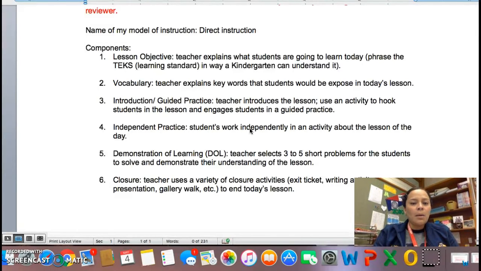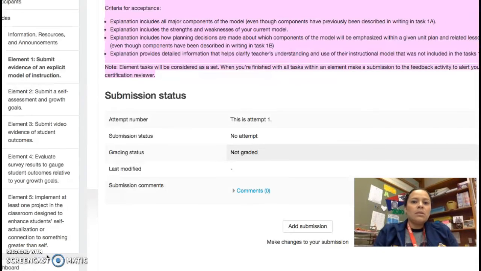When we have to plan and select which activity we are going to do for the math lesson, we really use all of them in all our lesson plans. We do the lesson objectives, the vocabulary, the introduction, the guided practice, the independent practice, the demonstration of learning, and any activity for the closure. So that's the way we decide that we use each component in each unit, in each planning that we have. In our lesson plan, we put all of those components. And I think that's pretty much what it is.